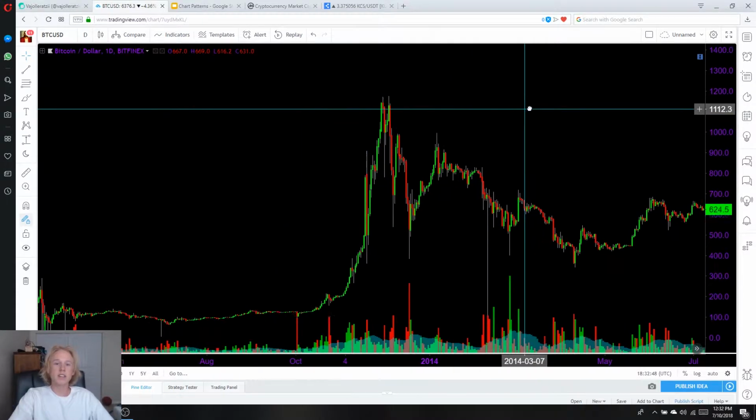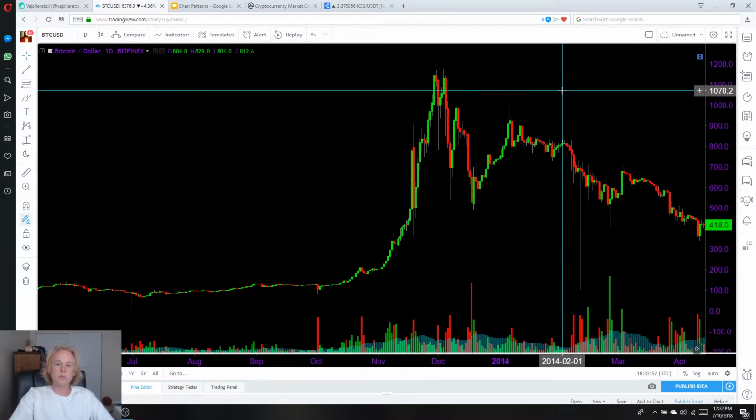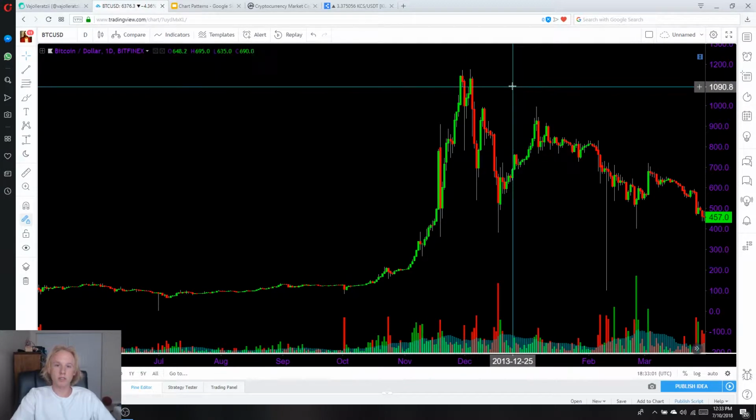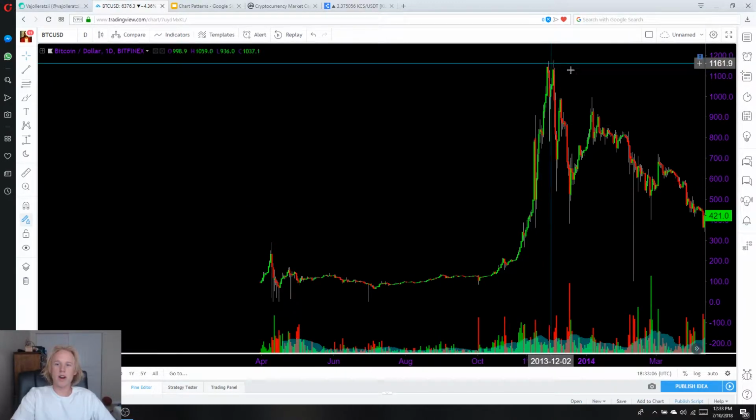So if we come into here, what is a reversal pattern? Well, a reversal pattern is something that happens at the very end of a correction, or is the telltale move that the market is starting to turn around in the opposite direction. So if we come here, we can see that Bitcoin had this great big rally.